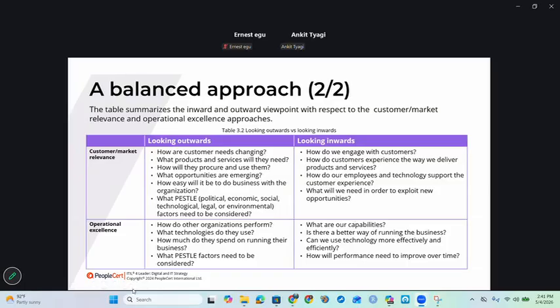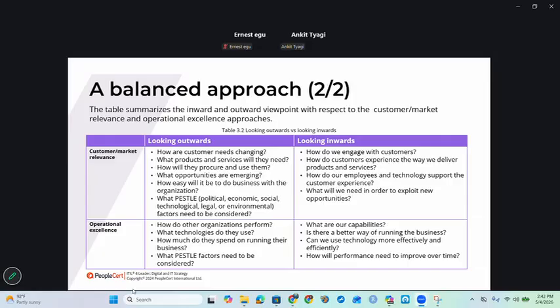Again, a balanced approach. This table summarizes the inward and the outward viewpoint with respect to customer or market relevance and operational excellence. For looking outwards at customer or market relevance, we consider how our customers' needs are changing, what products and services they will need, how they will procure and use them, what opportunities are emerging, how easy it will be to do business with the organization, and what PESTLE factors need to be considered.